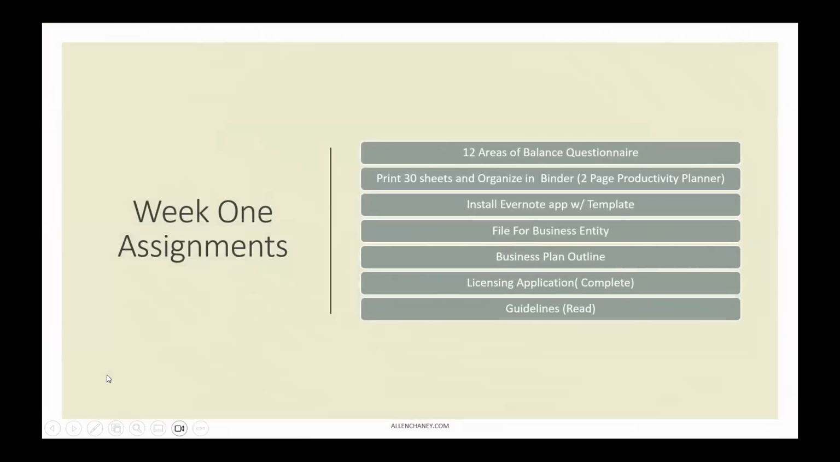What I would suggest for the week 1 assignment is to get that book, and also go over your 12 areas of balance questionnaire that we discussed at the beginning. Print out the 30 sheets and the 2-page productivity planner. File for your business entity if you haven't. Do your business plan outline, which is in your business in the box. If you got an application for licensure, go ahead and fill that out. And if you got any guidelines, rules, and regulations that your state requires, make sure you read them thoroughly.